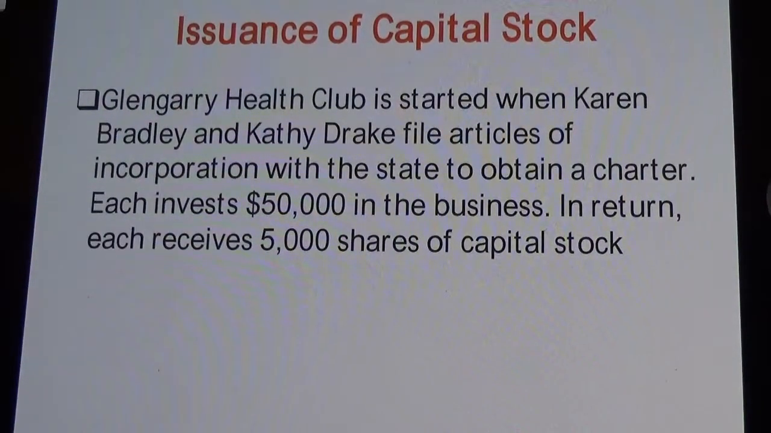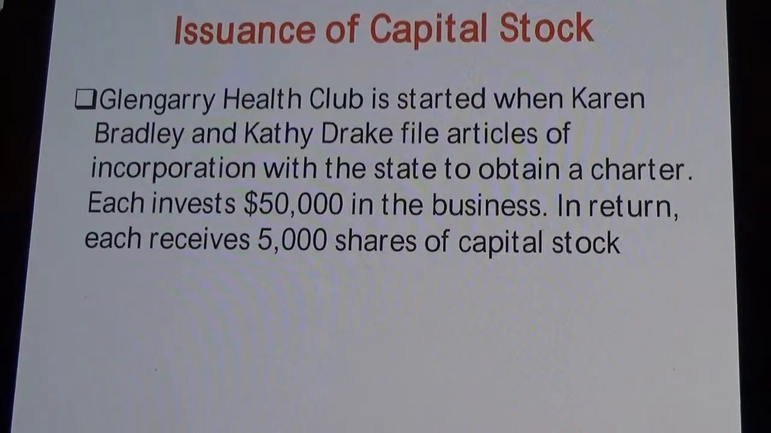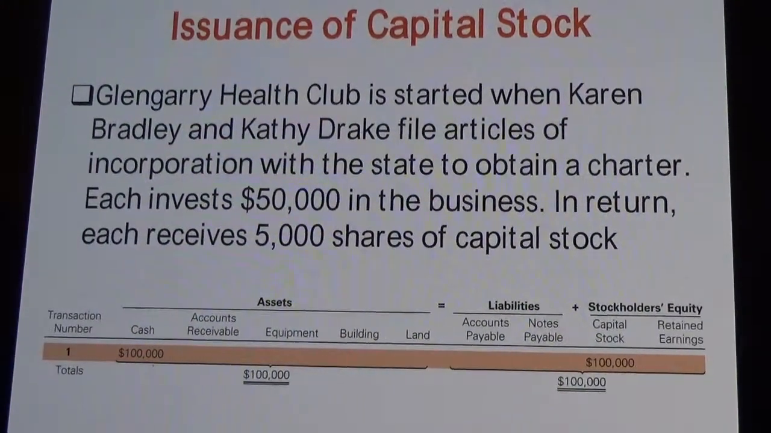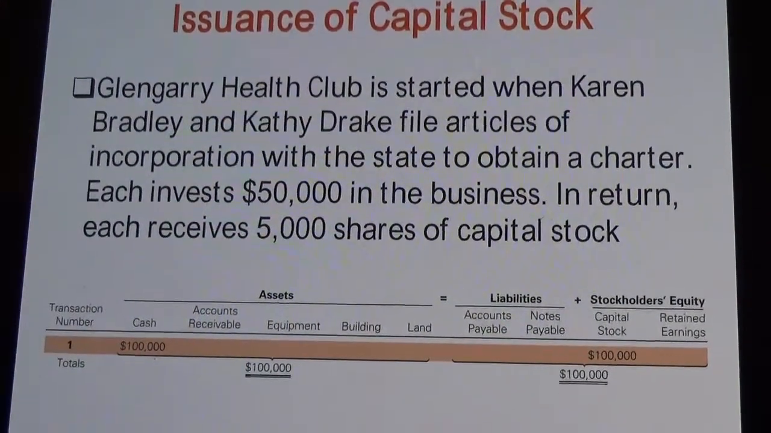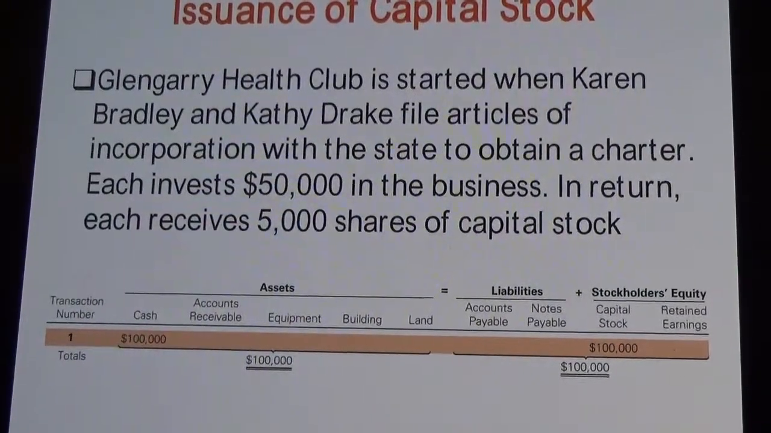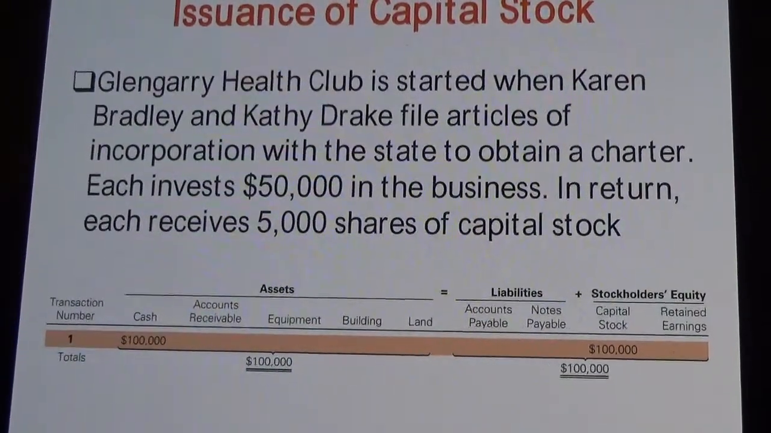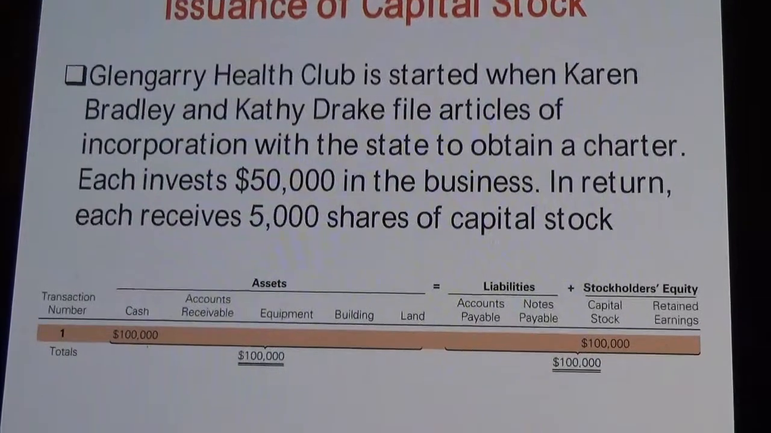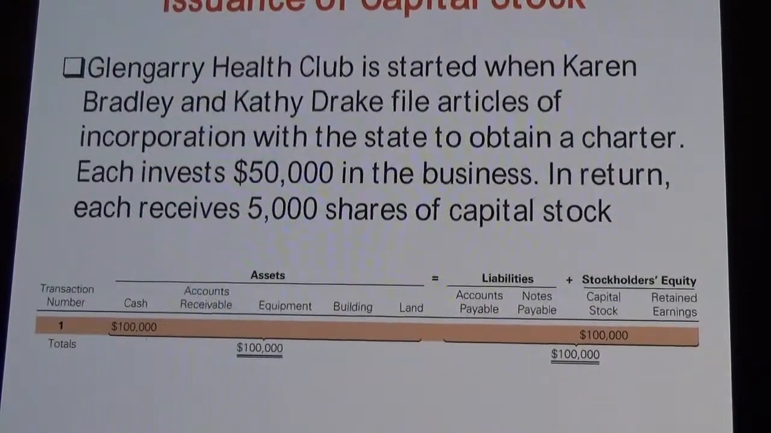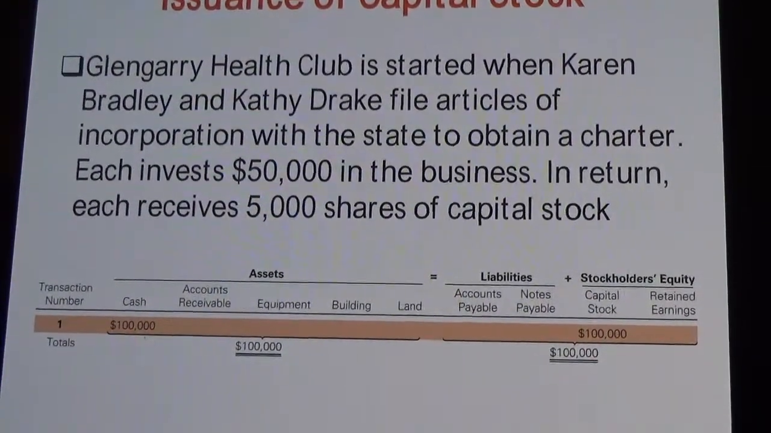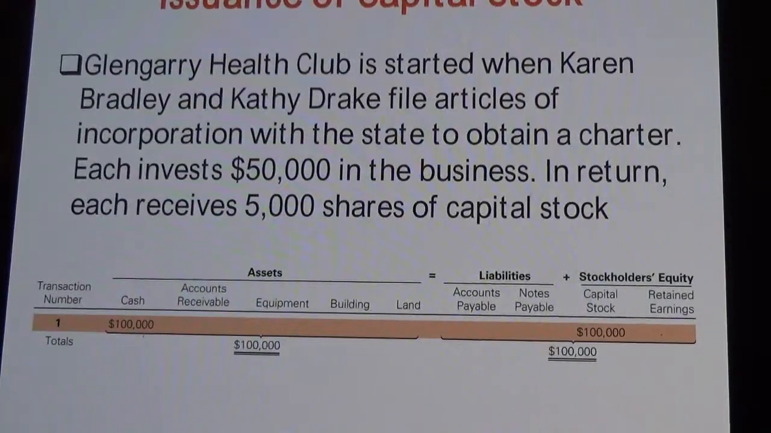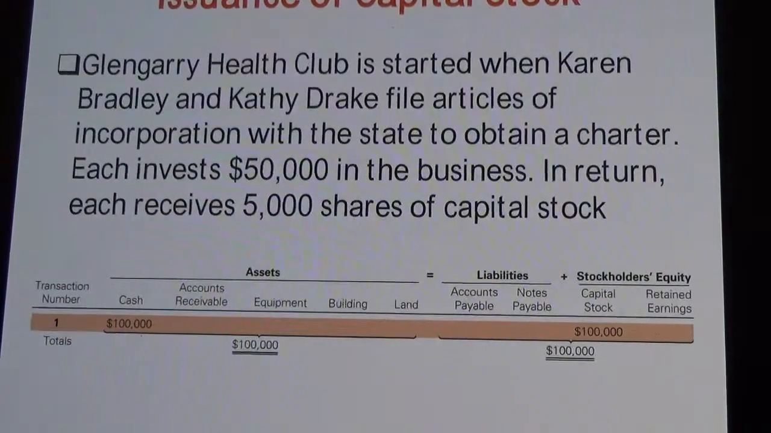So that means the company as a whole is going to get $100,000, and they're going to have issued 10,000 shares of capital stock. What we're going to do is look at the effect on the accounting equation of what's happening here. And we're going to say, okay, the company basically is increasing its cash by $100,000, and it's increasing the contributed capital portion of stockholders' equity, which is capital stock, by $100,000.